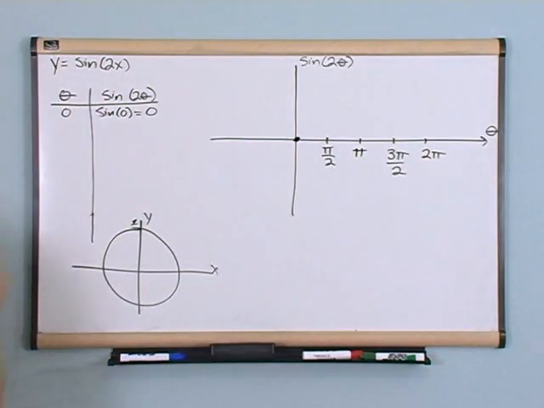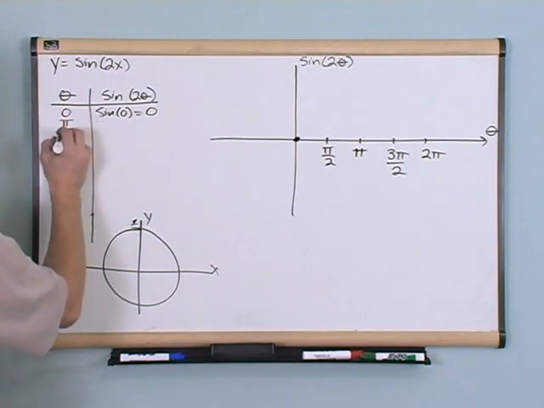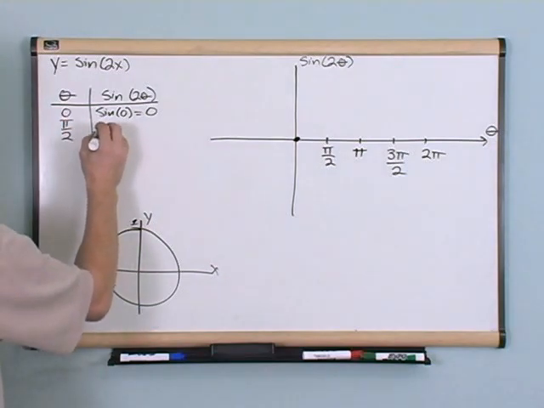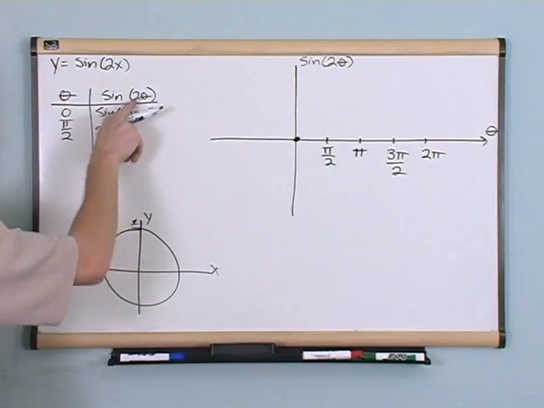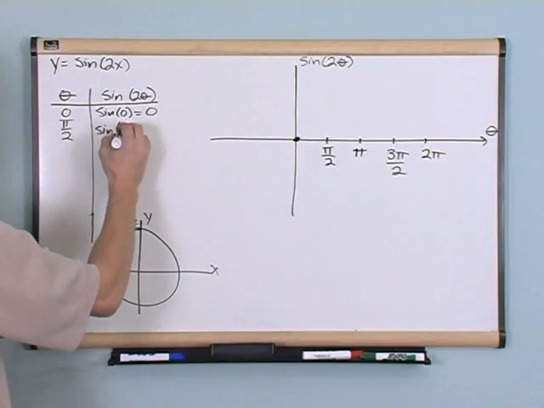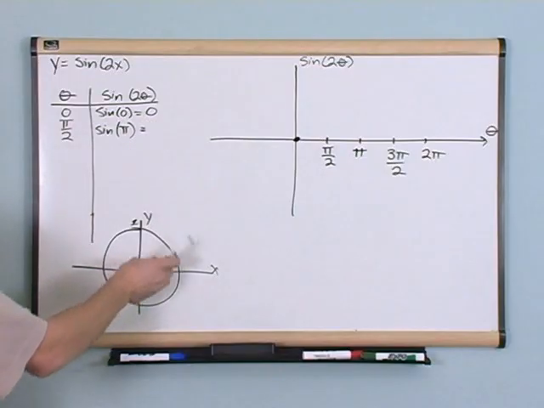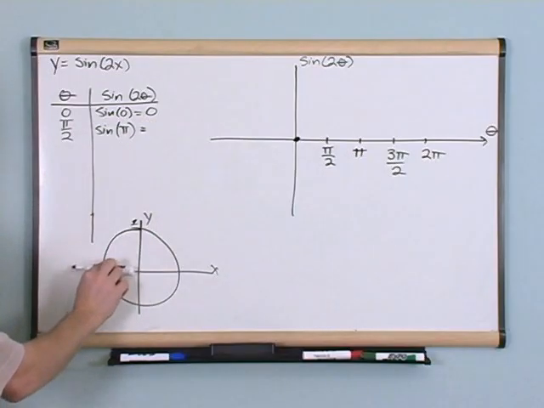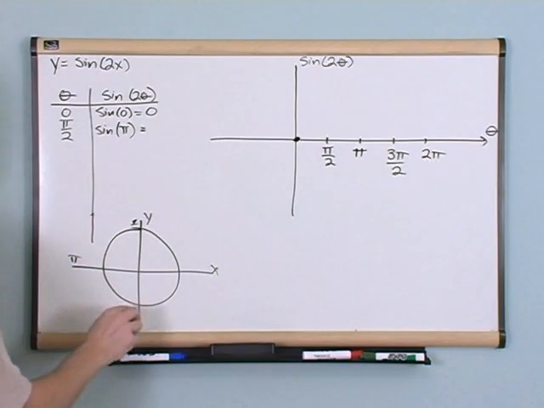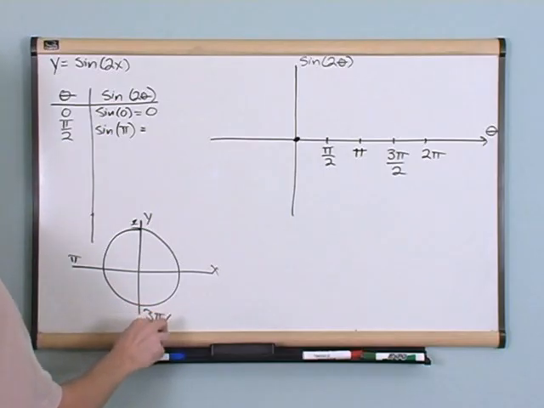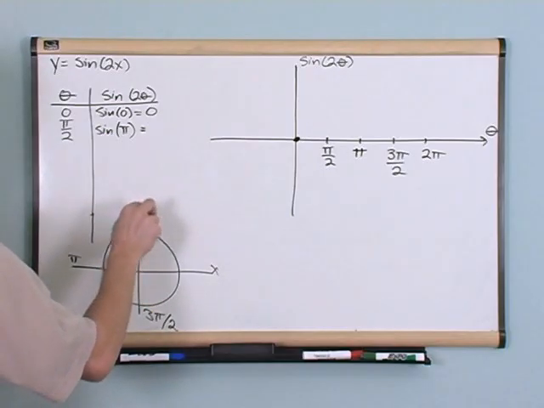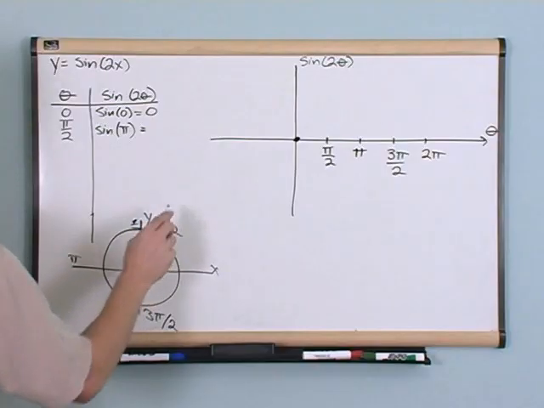Okay? Let's say if I've got pi over 2, I'll have sine of 2 times pi over 2, which is just going to give me pi. 2 times pi over 2 gives me pi. And if you look on our unit circle, if I'm over here at pi, remember this is pi, this is 3 pi over 2, and this is up here, pi over 2. Okay?